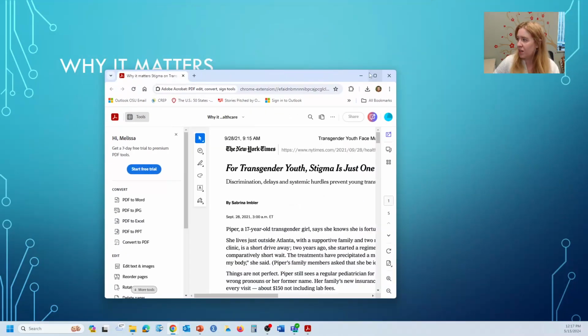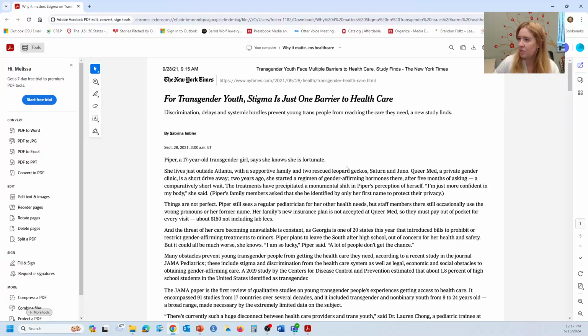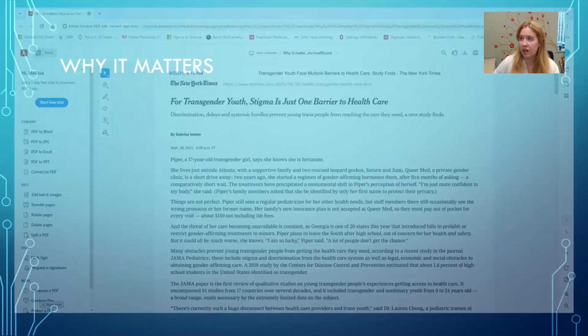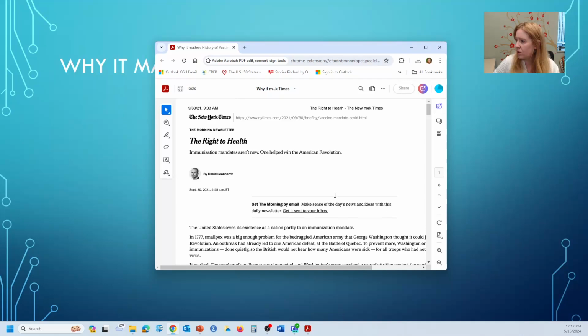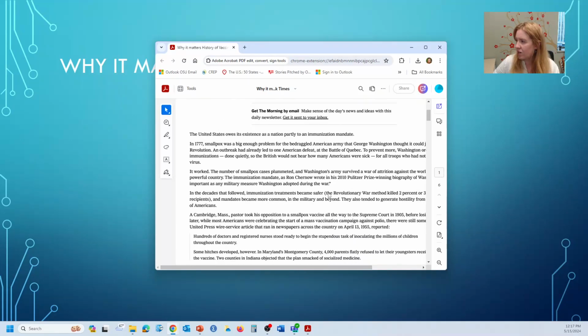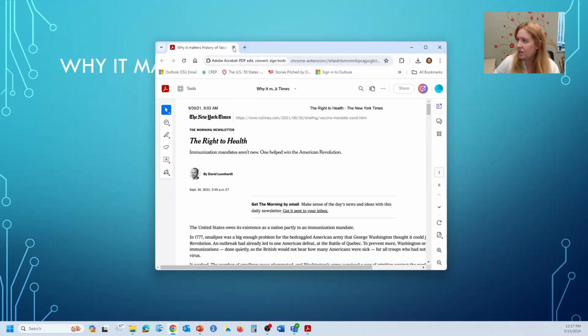Another example is healthcare. We'll talk about what it means to have citizenship access, but one of those is access to shared resources such as healthcare. And so the way that transgender people are portrayed in the media can have an effect on how much the public supports policies that provide healthcare to people with different health issues. Here's another one about the right to health care that you might be interested in.